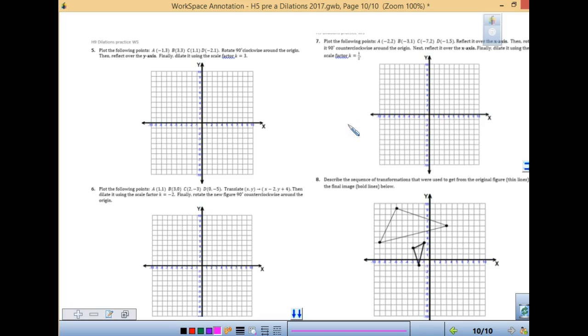So this one, after you draw this original figure, number 5, A, B, C, D, this next thing, you're going to rotate it 90 degrees clockwise. Then you're going to reflect it over the y-axis. And then you're going to dilate it, which means, Nick, I need your attention here. This will have 4 different quadrilaterals when I get to number 5. Right? I need to see 4 on your paper. I need to see the original one. Then I need to see you rotating at 90.